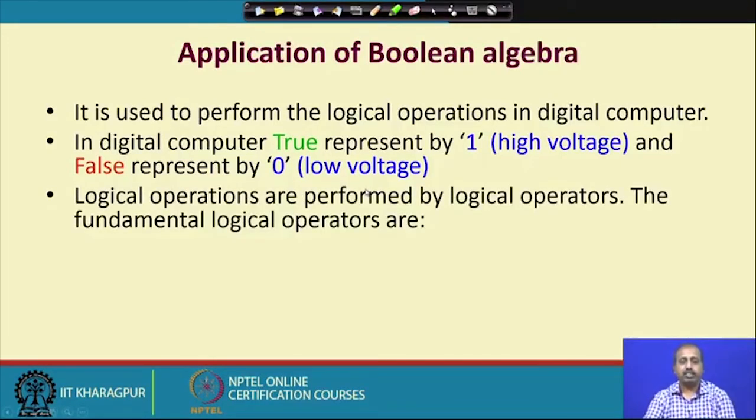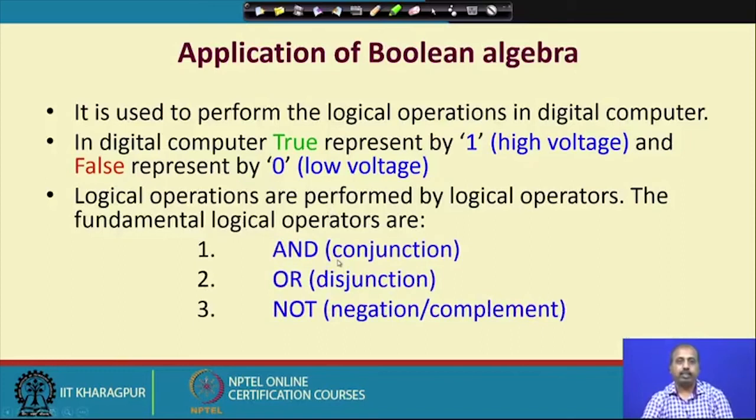Logical operations are performed by logical operators, and there are some fundamental logical operators in Boolean algebra: AND, or conjunction; OR, or disjunction; and NOT, which is negation or complement. These are the three fundamental operations in Boolean algebra. Of course, there are many other derived operations like NAND, NOR, XOR, XNOR and so on. You can think about any operation that can be built around these basic operations, and that way we can get newer operations in Boolean algebra.